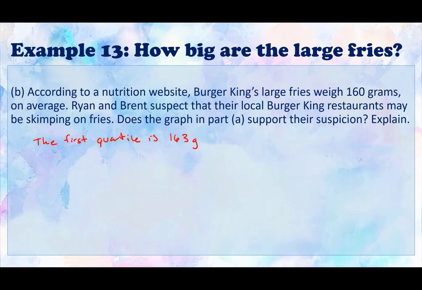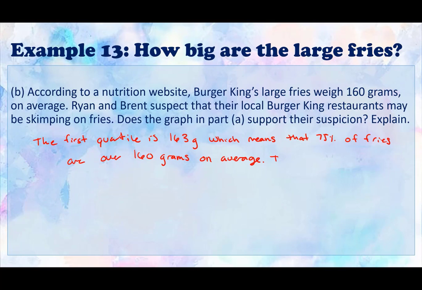So that's what we're going to write. So the first quartile is at 163 grams, which means that 75% of fries are over 160 grams on average. So there, it seems like Burger King is not skimping on the fries.